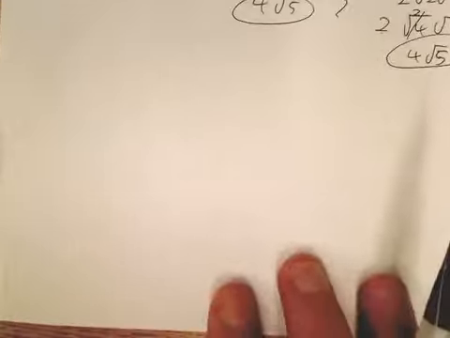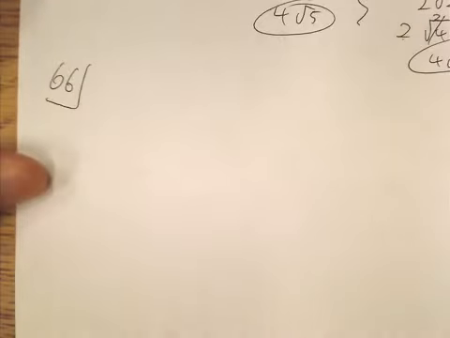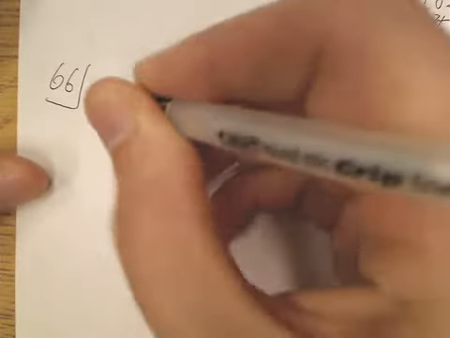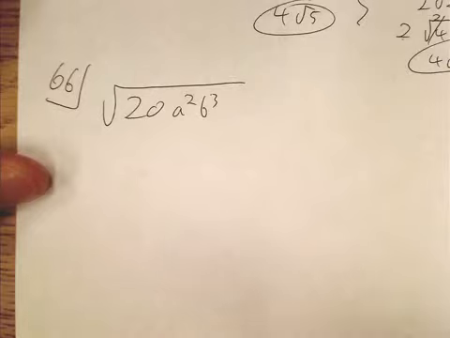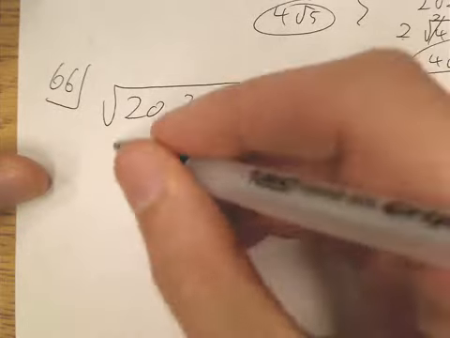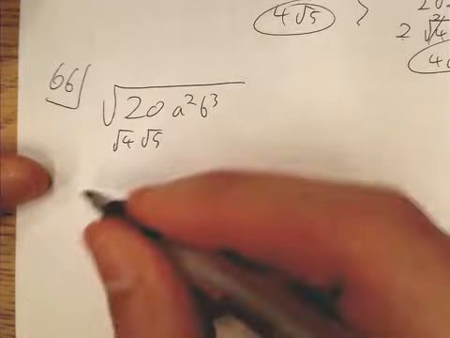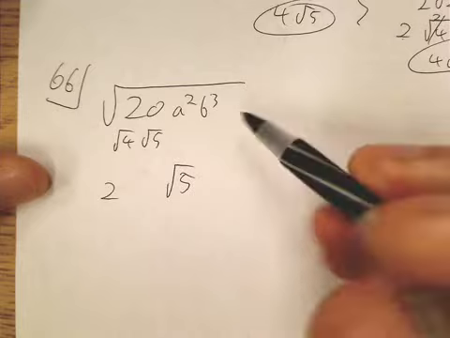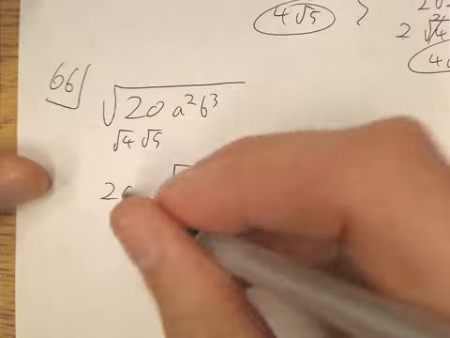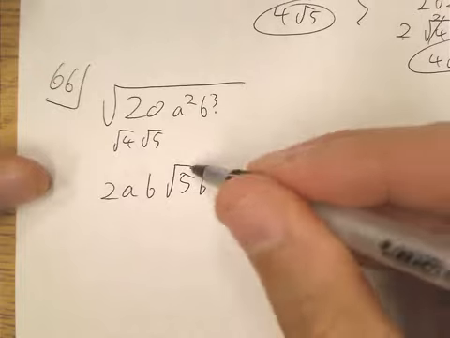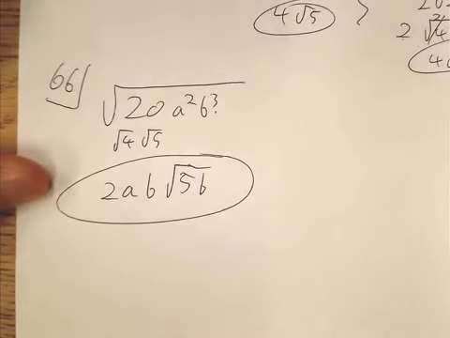Let's look at 66. Root 20 a squared b cubed. This is actually very similar to that worksheet I gave you, so hopefully this one wasn't that bad. This will be root 4 times root 5. 4 is the perfect square that goes into 20, so it'll be 2 root 5. How many times does 2 go into 2? 1 time. How many times does 2 go into 3? 1 time with 1 left over. So there is your final answer for that one.